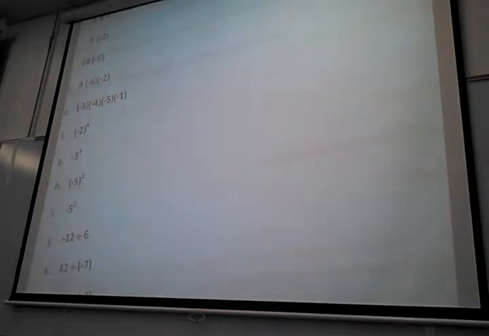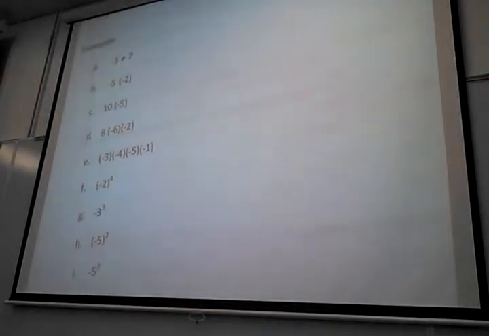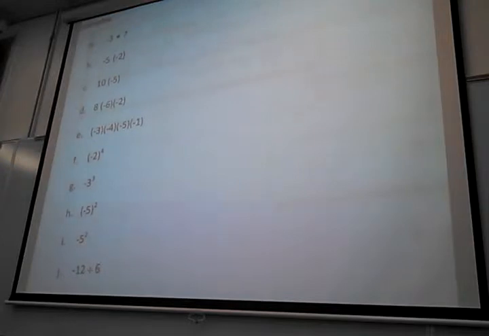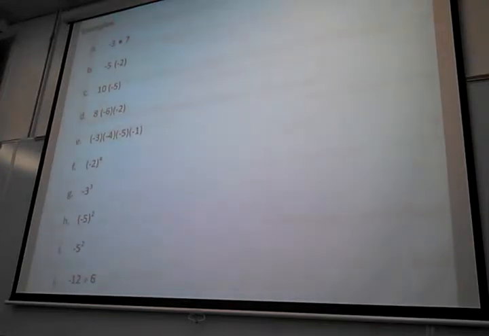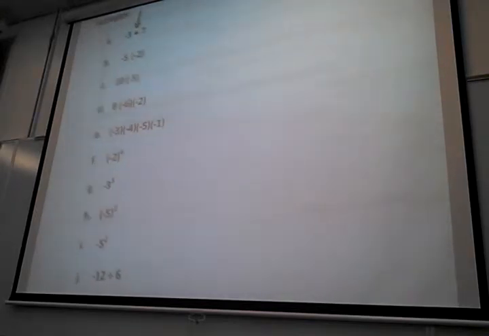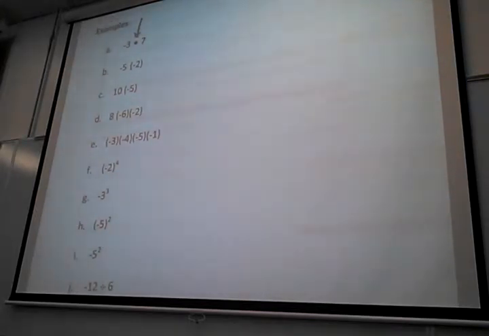Alright, so let's do this. This is stuff from section 2.4. Negative 21. Yeah, so the idea with multiplying and dividing, we talked about this already, is what happens with two negatives? Plus. So they cancel. So this is page 26.